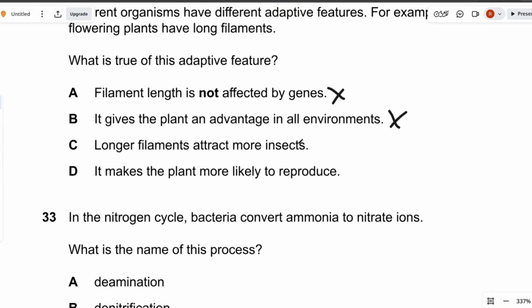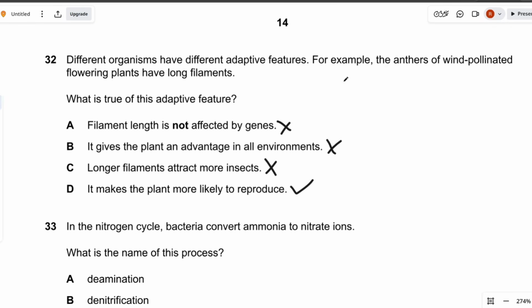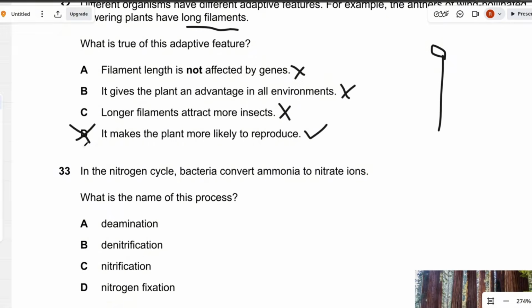Longer filaments attract more insects. It makes the plant more likely to reproduce. Yes, this is correct, because they said that the anthers of wind-pollinated flowers have long filaments, and the filaments are the supporting strands that hold the anthers, and the anthers contain the male gametes. Therefore, it does increase the likelihood of reproduction.